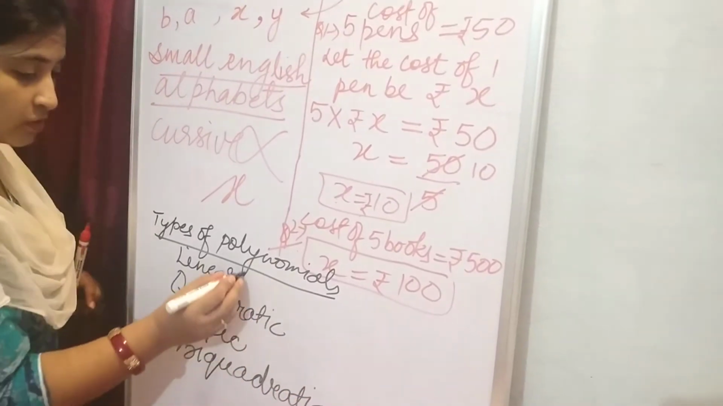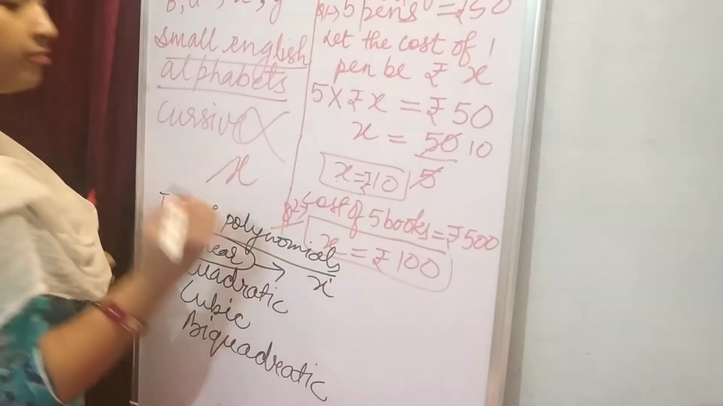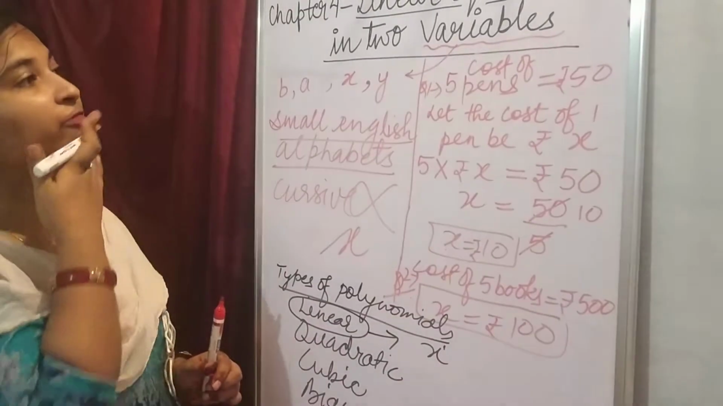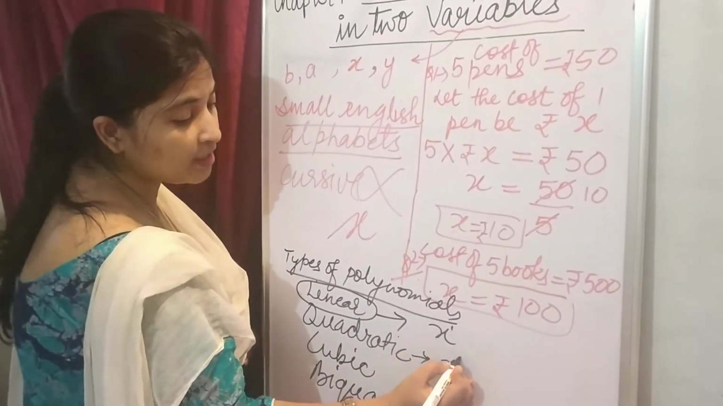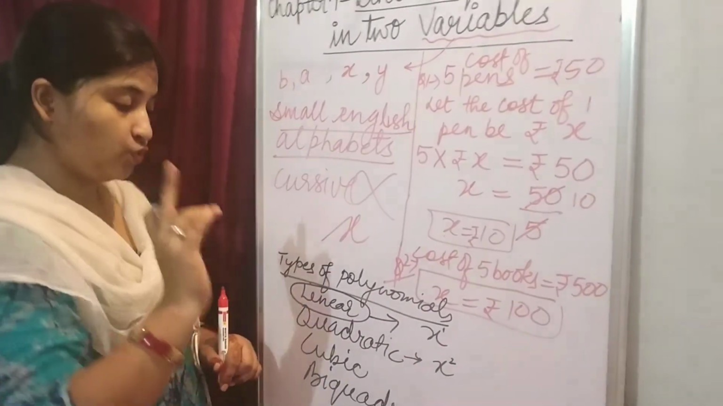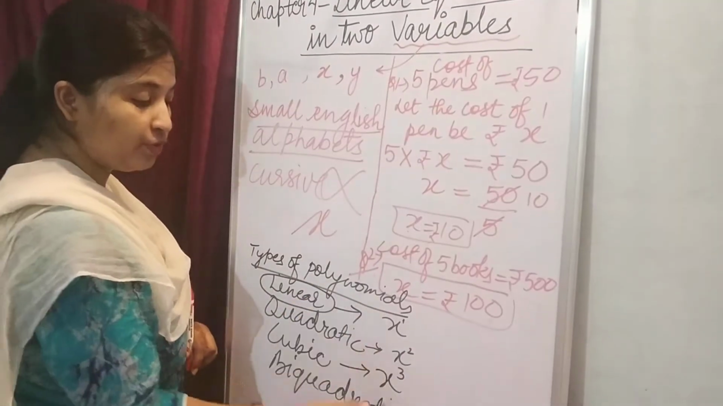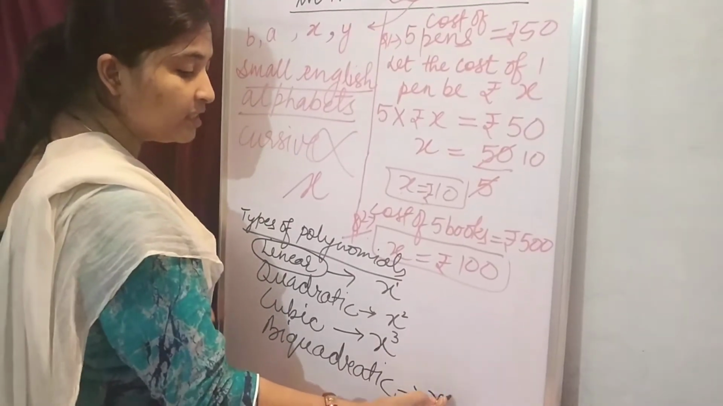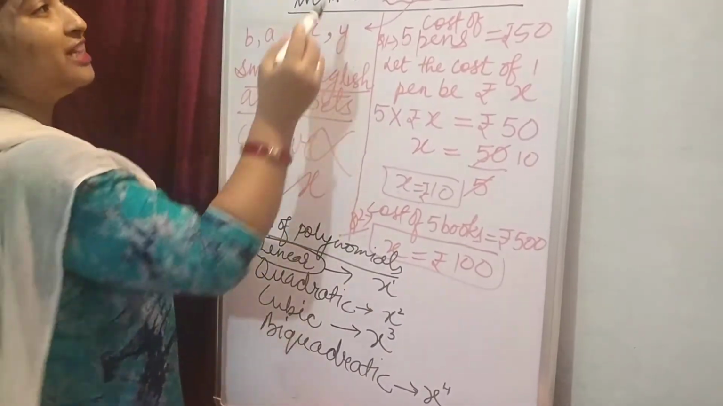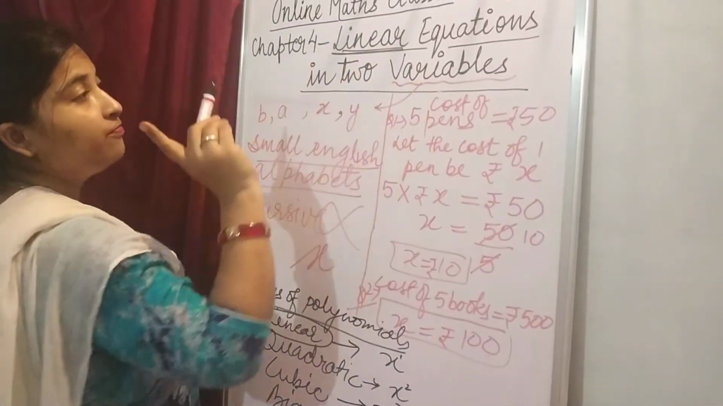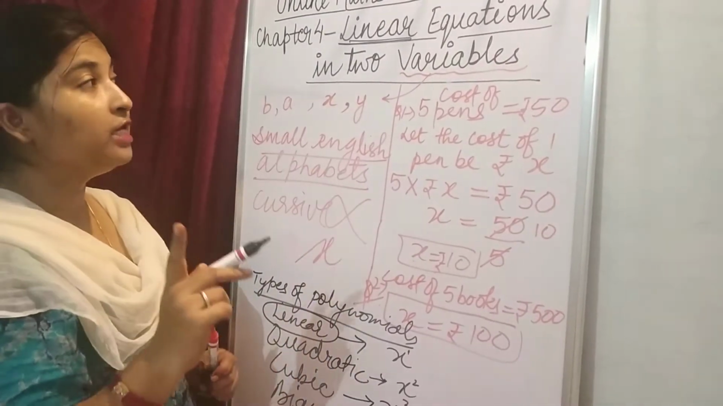Okay, so linear means what? Linear means the highest power of the variable should be only 1. The highest power of the variable in the equation should be 1. Quadratic means the highest power of the variable should be 2 only. Cubic means the highest power of the variable should be 3 only. Biquadratic means the highest power of x should be 4 only. It can never be more than that. So here linear means the highest power of x, or the variable, should be only 1.